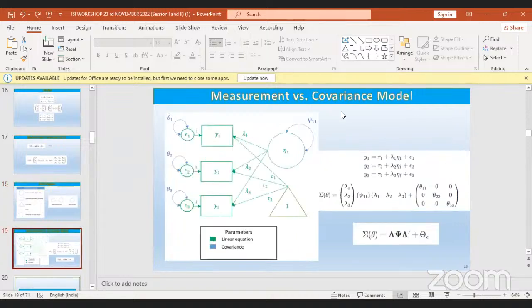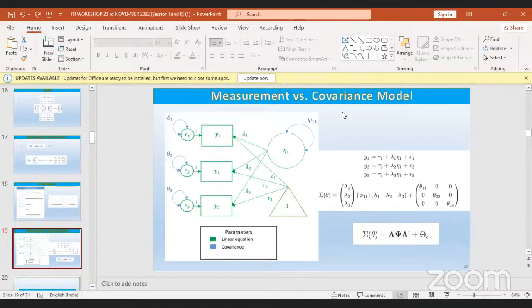Now this is the measurement versus covariance model. As I have shown you, this Y1 is indicated by this eta1 factor. So Y1 is nothing but the variable or item response or a particular questionnaire item indicated by the factor eta1, and the factor loading is nothing but the correlation or interrelationship between the factor and the variable. And there is also one measurement error, and the estimated value is theta1. So epsilon 1 and eta 1, these two are indicating y1. So the direction is from eta 1 to y1 and from epsilon 1 to y1, not the other way around.